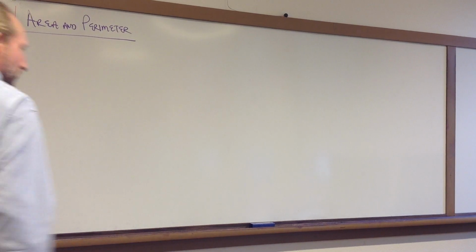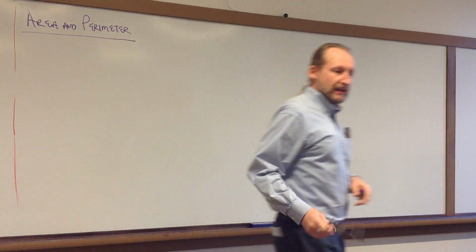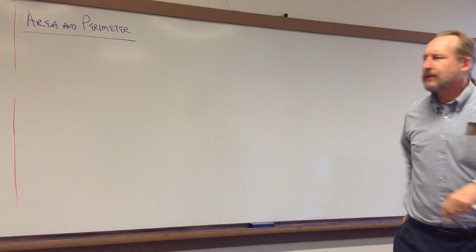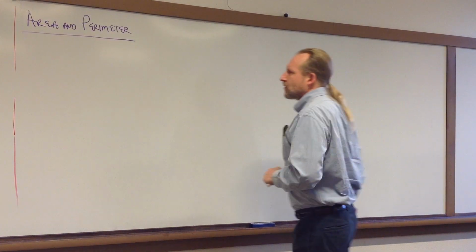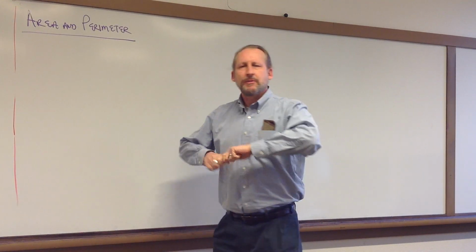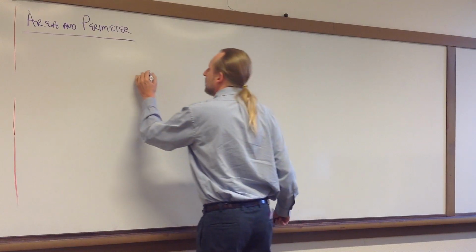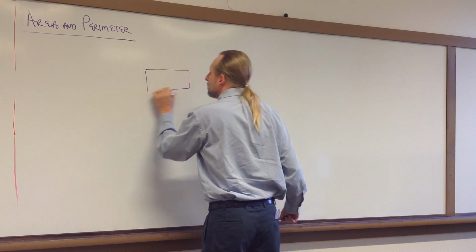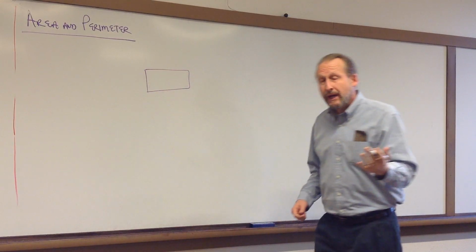This video is for Math 60, and I think this is the last topic we're going to cover for the course. And this is about area and perimeter. So I've talked a little bit about area. Area is a measurement of square units.